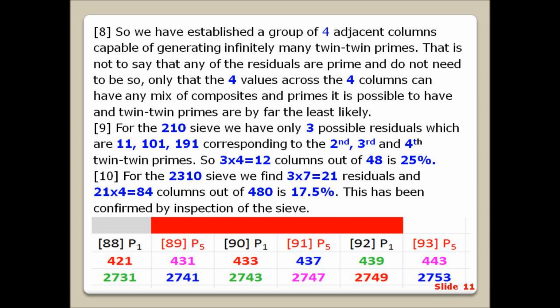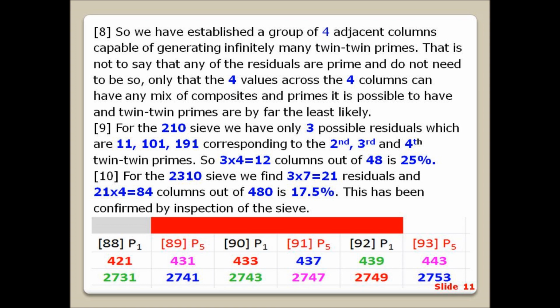9. For the 210 sieve we have only 3 possible residuals, which are 11, 101 and 191, corresponding to the 2nd, 3rd and 4th twin-twin primes. So 3 times 4 equals 12 columns out of 48 is 25%. 10. For the 2310 sieve we find 3 times 7 equals 21 residuals, and 21 times 4 equals 84 columns out of 480 is 17.5%.